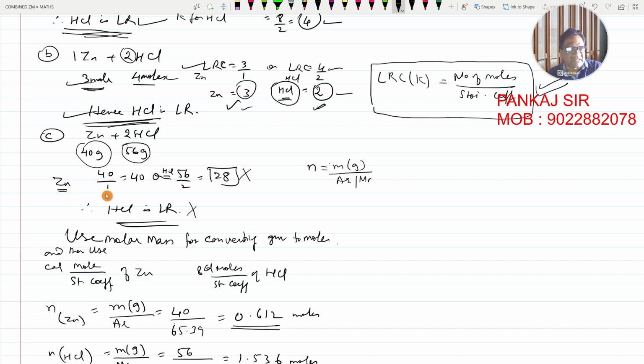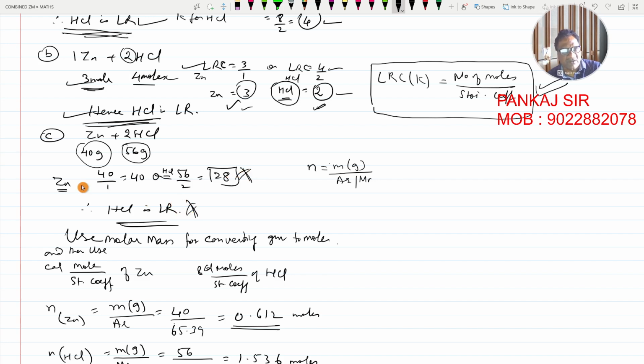For zinc, you may find K by taking 40 gram divided by the stoichiometric coefficient of zinc, which is 1, 40 upon 1, that is 40. And for hydrochloric acid, you may go for 56 upon 2, which is 28. Out of these two, 28 is the smaller number. So you may rush to say that this HCl is your limiting reactant. No, this will be wrong. See, I've put a wrong over here, right? This is a wrong method.